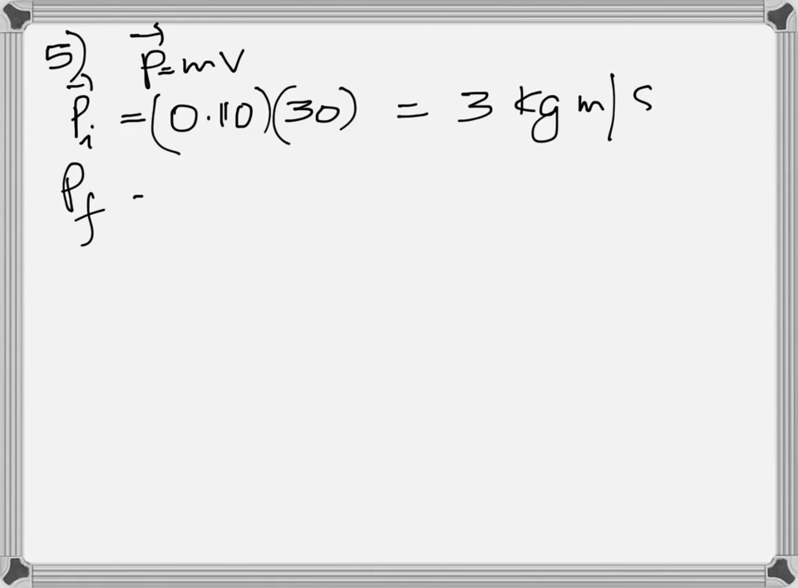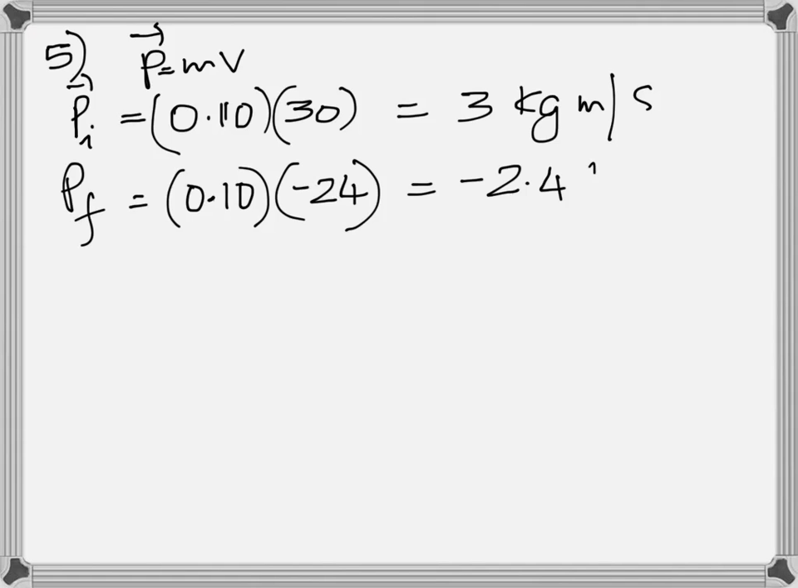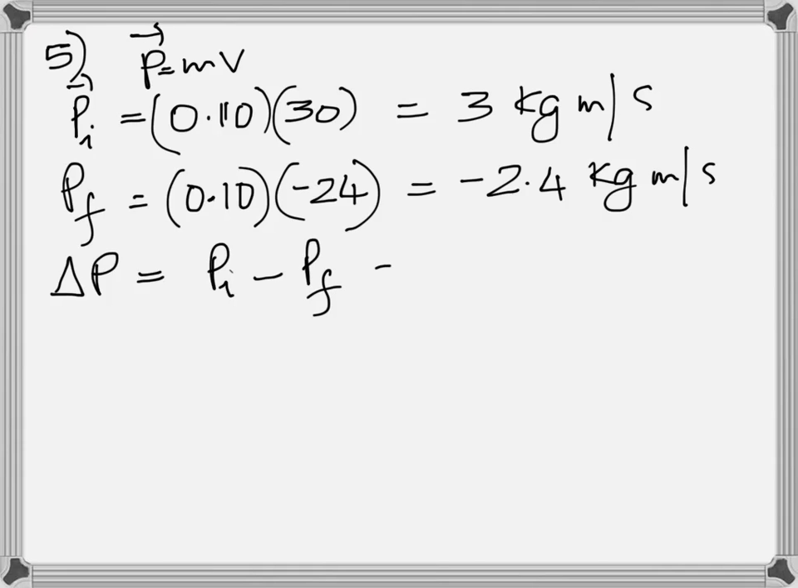And what's the final? 0.1 times negative 24. Why negative 24? It's coming in the opposite direction. That's why. Don't forget that. So it's negative 2.4. And therefore, when you take the change, the two negatives are going to add up, isn't it? And you're going to get 3 minus negative 2.4, which will be 3 plus 2.4. That will be 5.4 kilogram meter per second.